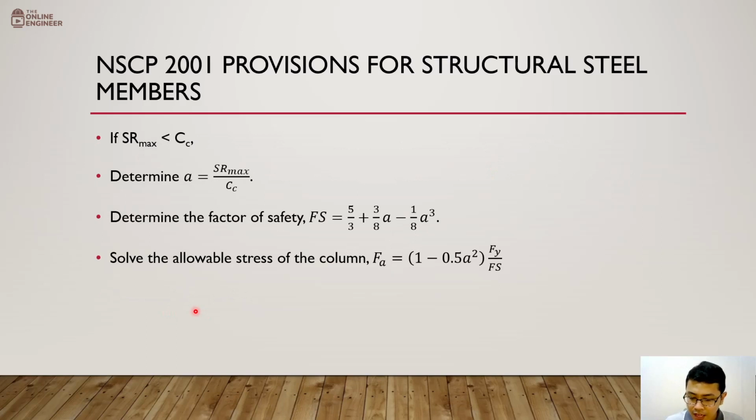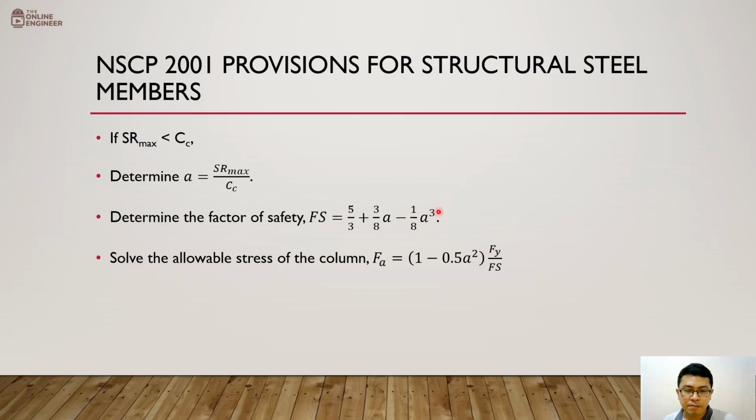Okay? If SR maximum is less than CC, then we determine A. This is just a temporary variable. This is the ratio of the maximum slenderness and the limiting slenderness ratio as defined in our NSCP. Now, once you have this ratio A, we now define the factor of safety. And this factor of safety is Fs, and that's 5/3 plus 3/8 times A minus 1/8 times A cubed.